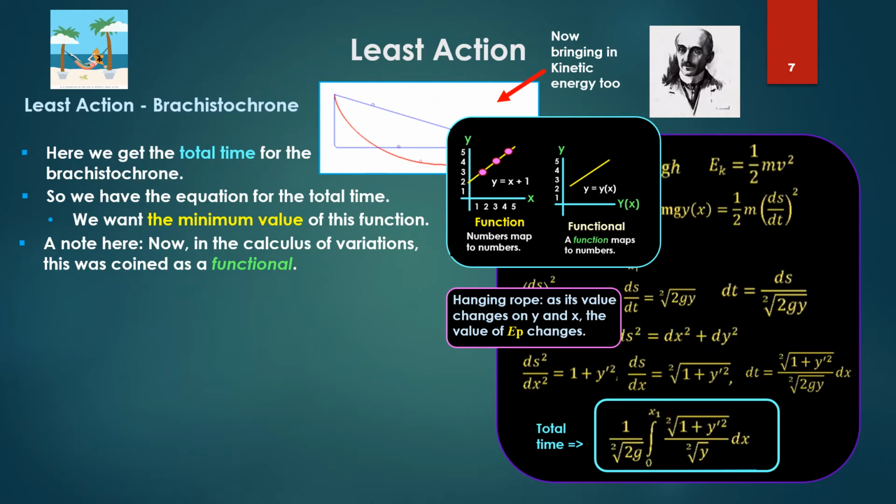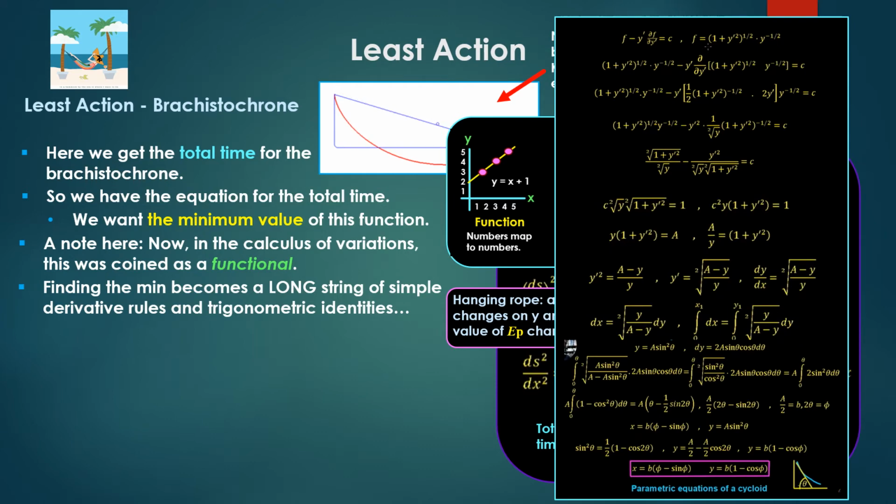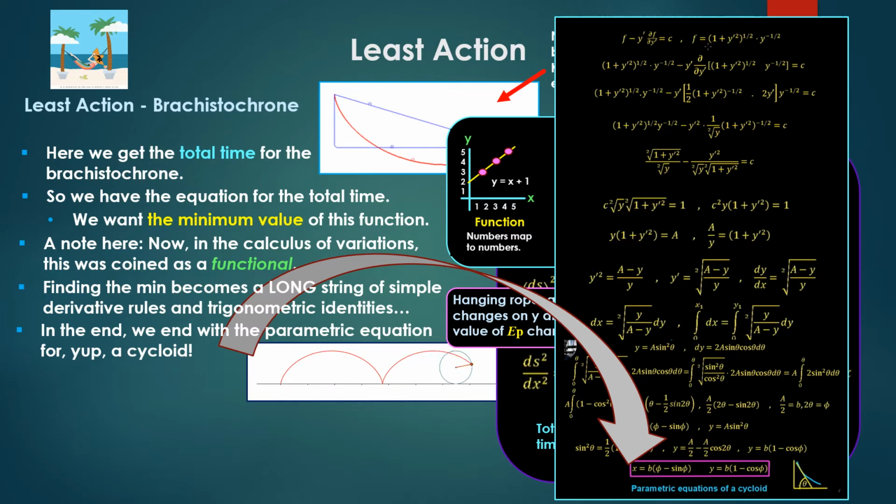For the hanging rope, as its value changes on y and x, the value of the potential energy changes. So finding the minimum becomes a long string of simple derivative rules and trigonometric identities. We'll glance at it here. This is what it would look like. This is quite a string of derivative rule applications and trigonometric identities, getting down toward the bottom. What do we end up with? Well, in the end, we end with the parametric equations for, yes, a cycloid, which is exactly what the solution was back then. So this is the form of path that gives the minimum time for our little balls rolling down there.